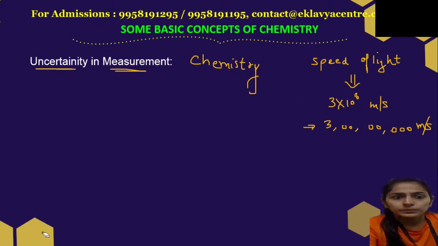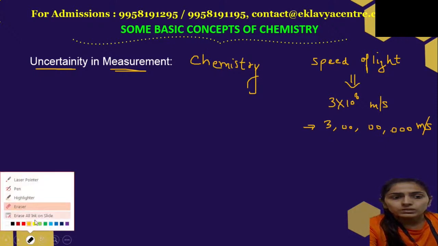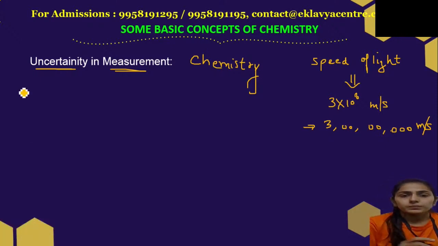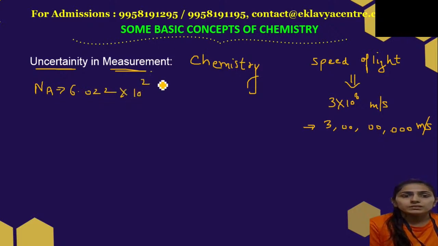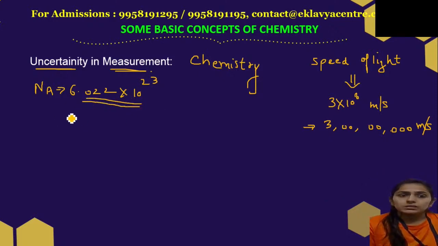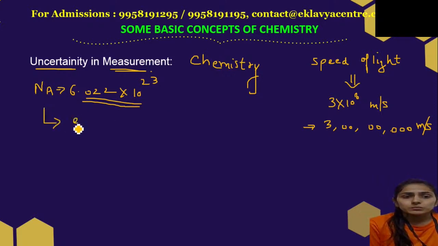And also, if I talk about Avogadro's number, you must have studied about Avogadro's number in class 9th, whose value is 6.022 into 10 to the power 23. If instead of using exponential, I write all the number of zeros, it is very time consuming and difficult for us. So that is why we use exponential.